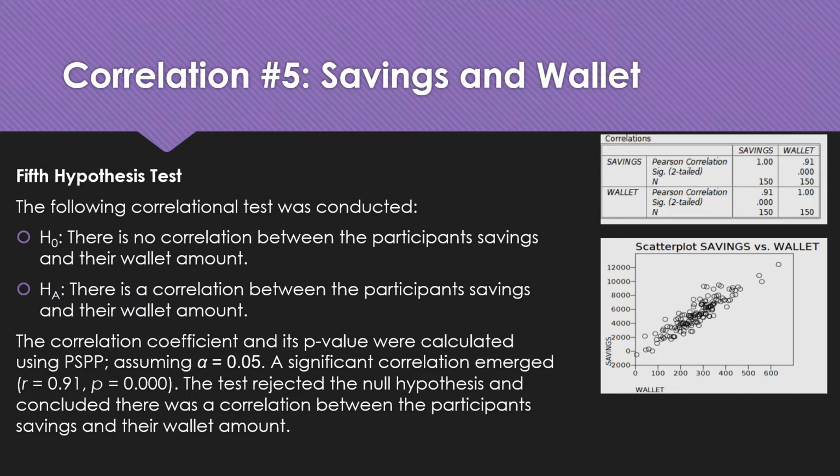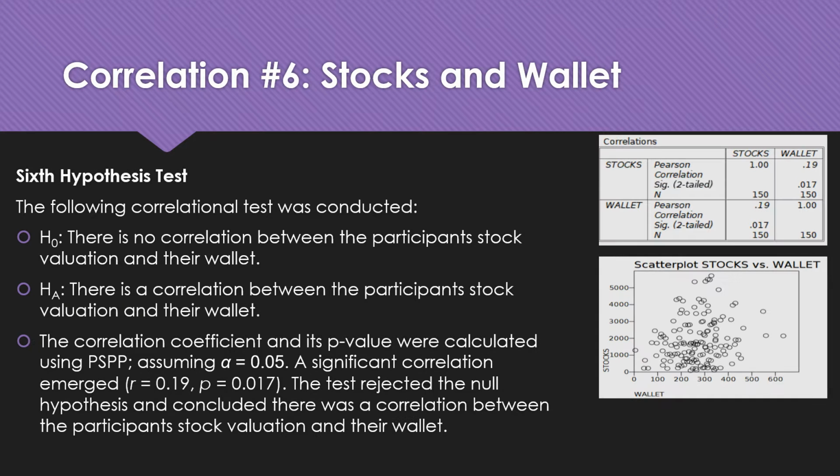The correlation coefficient and its p-value were calculated using PSPP. Assuming alpha equals 0.05, a significant correlation emerged where R equals 0.91 and P equals 0.000. The test rejected the null hypothesis and concluded there was a correlation between the participants' savings and their wallet amount.